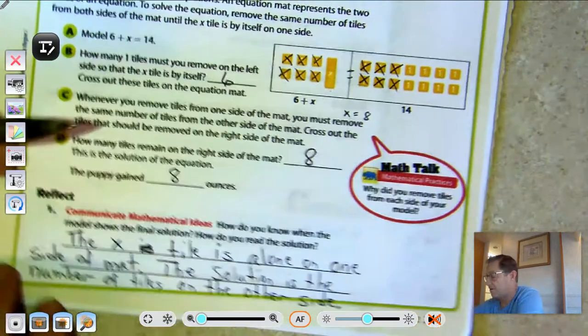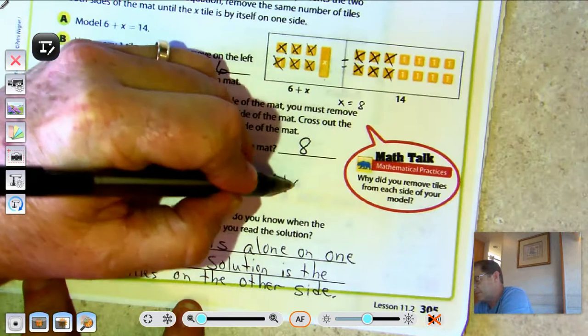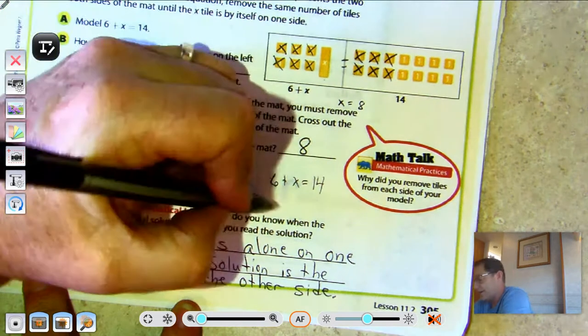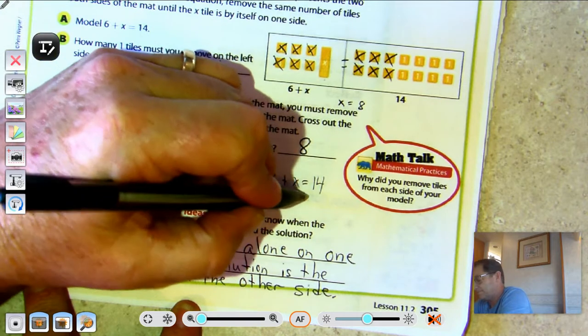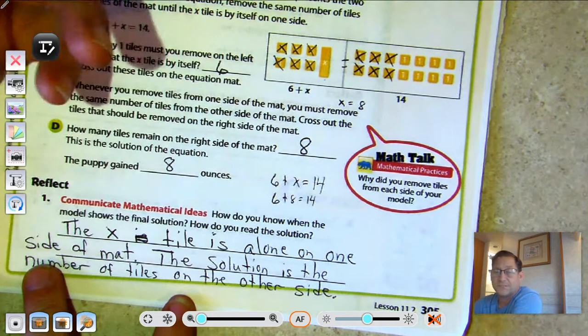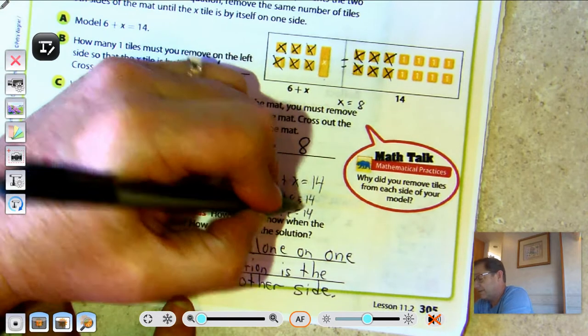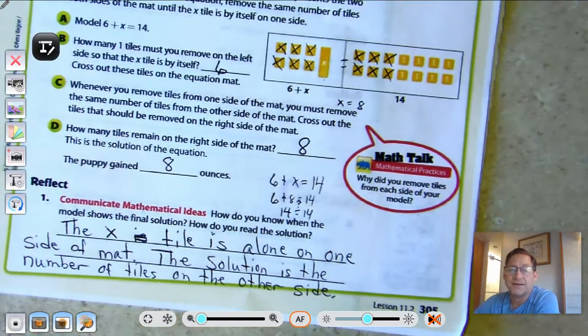And we could check our answer by putting 8 in for x. Is 6 plus 8 equal to 14? Well, yes, it is. So that does check.